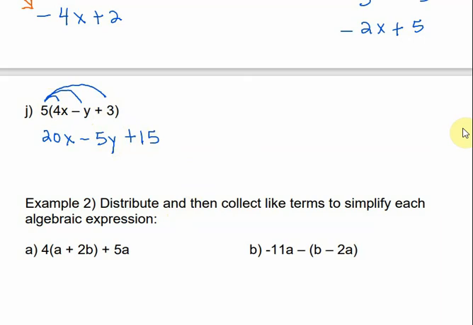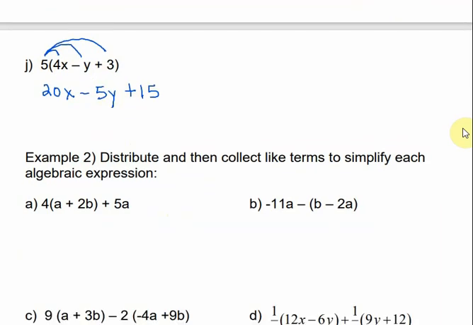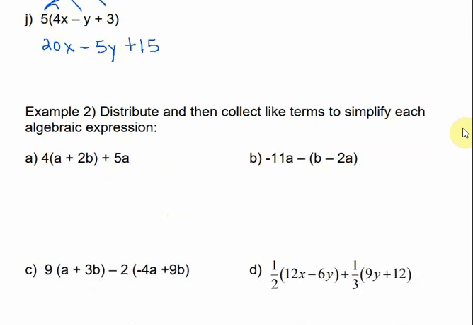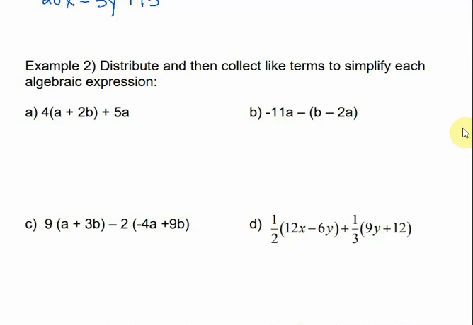Now, sometimes once we perform the distributive property, we will have like terms. And if that's the case, we need to combine those like terms. So let's look at example 2 down here. In this first example, we only distribute whatever is touching the parentheses. So here this 4 is touching the parentheses. This 5a is not. There's a plus sign separating it from that parenthesis. So I'm going to distribute the 4 into the parentheses, and I get 4a plus 8b. And then I just bring down this plus 5a.